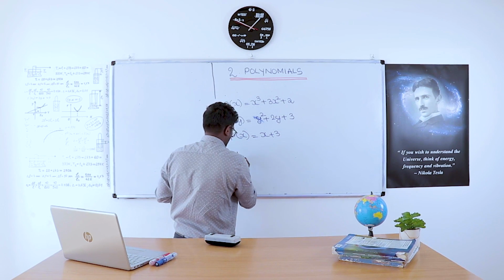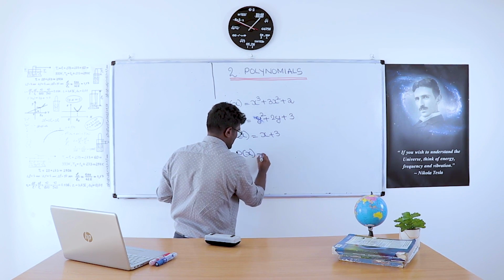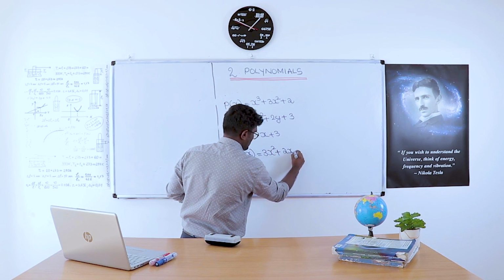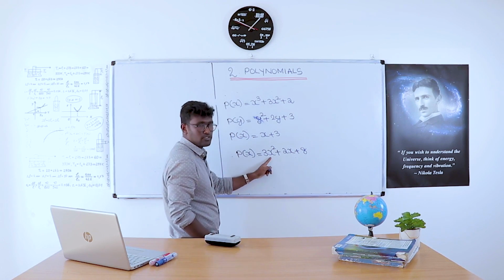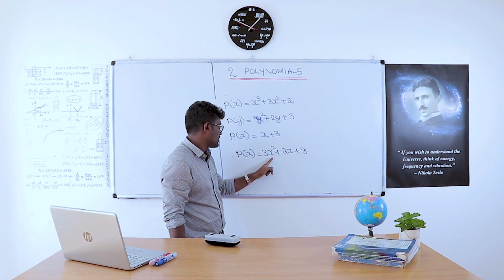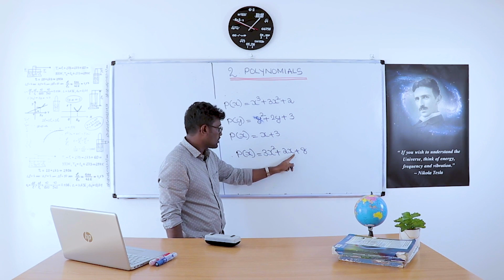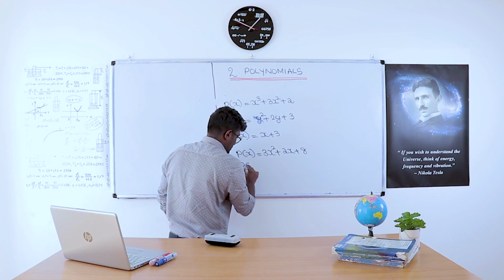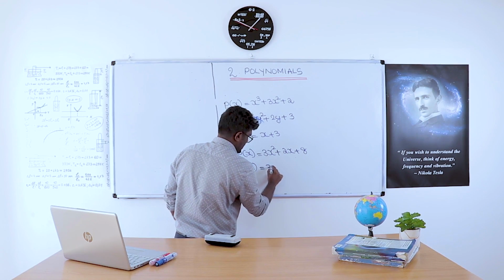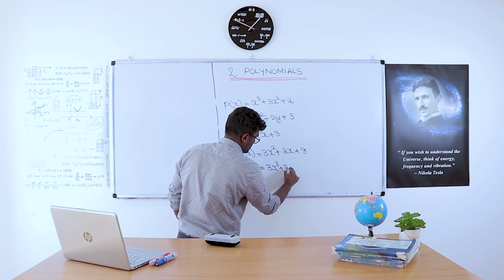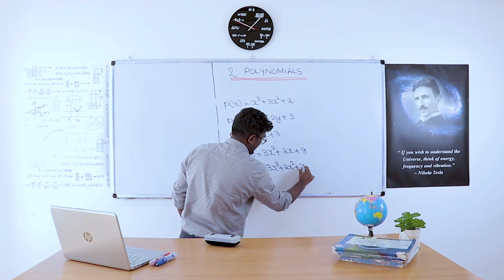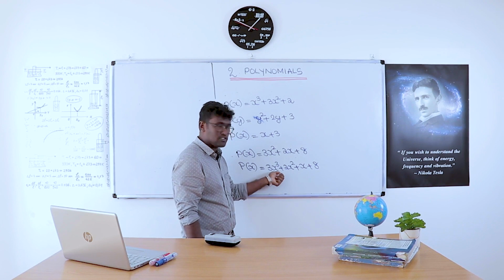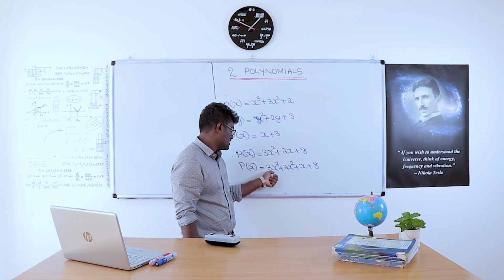And here, if the equation is like this, p of x is equal to 3x square plus 2x plus 8. What about the coefficient of x square here? The coefficient of x square is 3. The coefficient of x is 2 and 8 is a constant. P of x is equal to 3x cube plus 2x square plus x plus 8. So what about the coefficient of x cube here? The coefficient of x cube is 3.